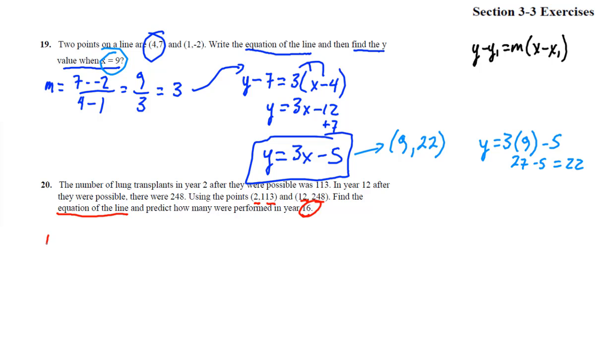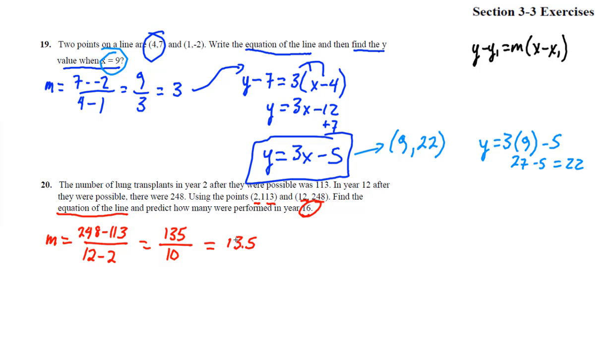Let's go ahead and use it. Let's find the slope first. We have 248 minus 113 over 12 minus 2. And what does that give us? That's 135 over 12 minus 2, which is 10. Divide those two, and we get 13.5 or 27 halves. Either one is okay. We'll use 13.5 here. All right, so 13.5, that's the slope.